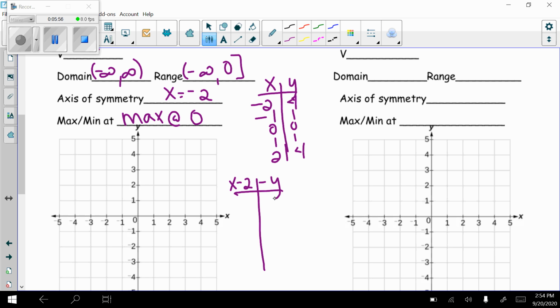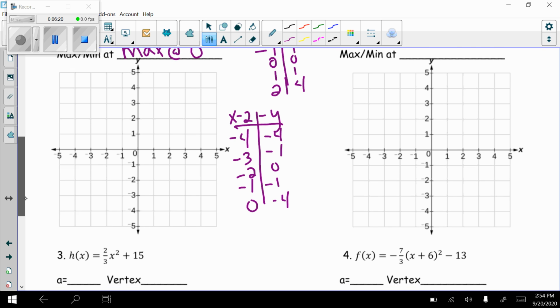So I take all of my original x's from the xy table, from the parent function, and I'm going to subtract 2. So -2 minus 2 is -4, -1 minus 2 is -3, -2, -1, and 0. And then for the y's, all we have to do is change them and make them negative. So -4, -1, 0, 1, -1, and -4. These are the points that I'm going to plot.